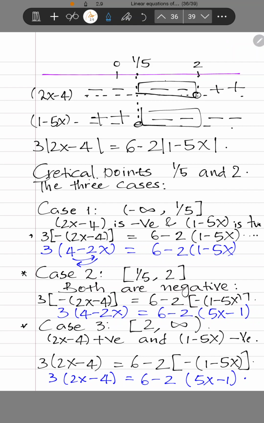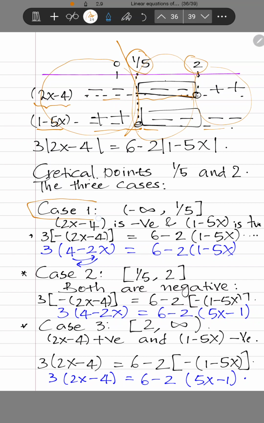Just to revise what we have said earlier, the expression 2x minus 4 is negative all the way up to 2, and the expression 1 minus 5x is positive up to 1/5, and it becomes negative afterwards. So because of these characters over the critical points of 1/5 and 2, we create three regions. This is region 1, this is region 2, and this is region 3. These regions will be cases to solve our equation later on. In these regions, we can create cases.